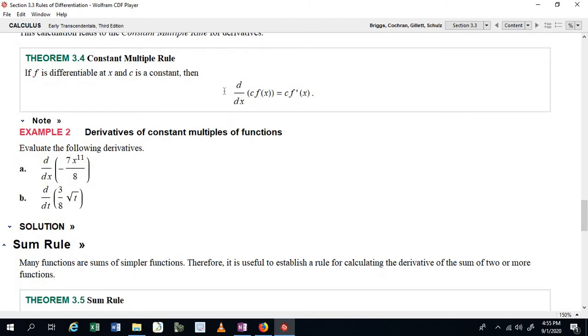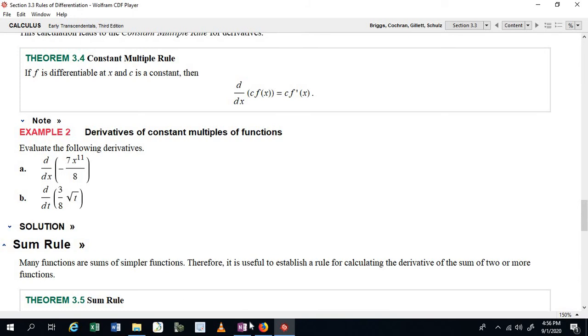Okay, this rule says that the derivative of c times f of x, a function f of x, is simply c times the derivative of f of x. Now, c is a constant here. Okay, so what it's really telling us is that if you're taking the derivative of a constant times a function, you can actually take the derivative of the function, f prime, and then multiply it by the constant. So it's sort of like this constant can come outside the derivative operator.